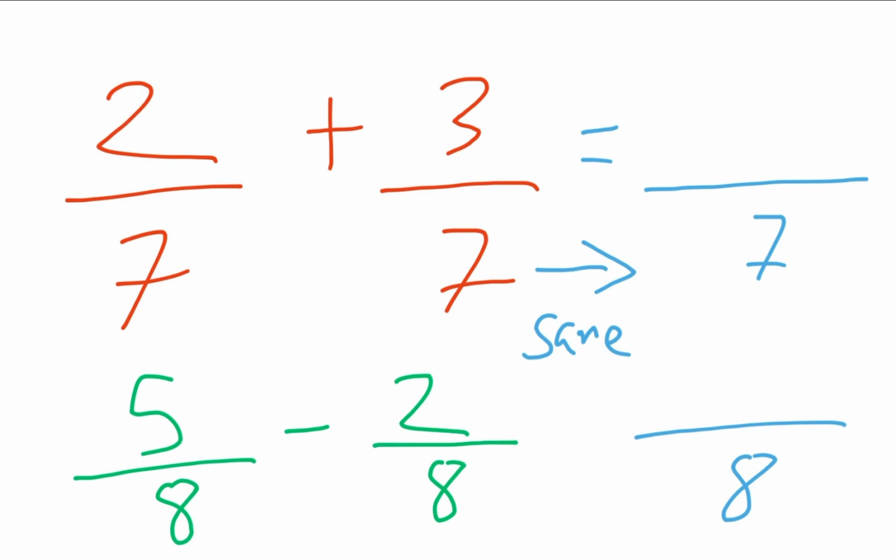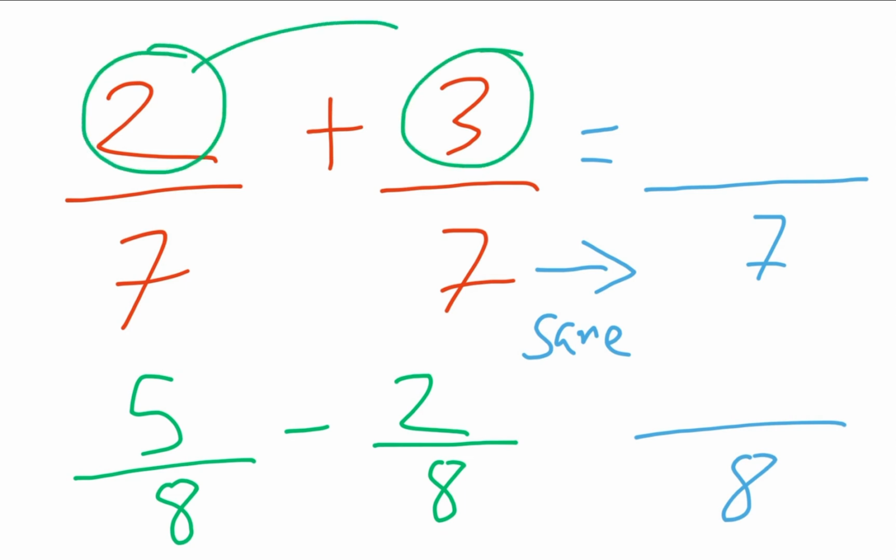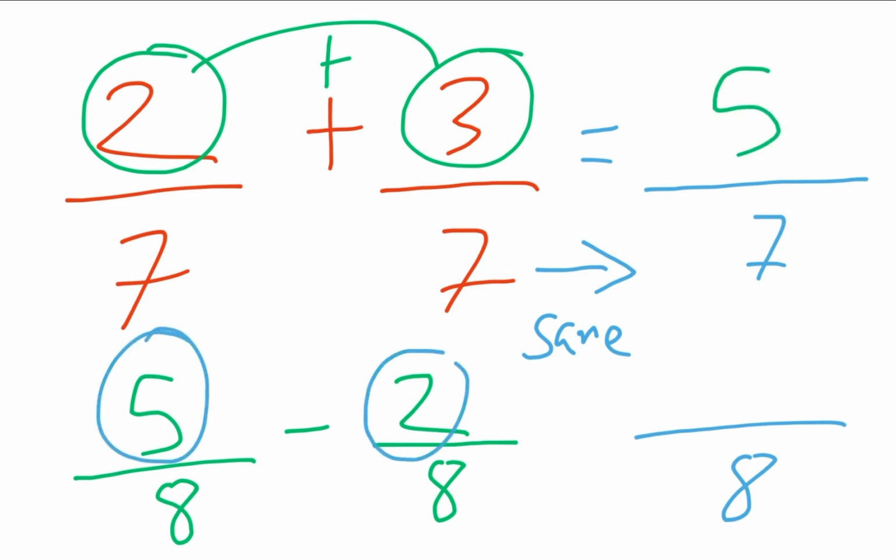all we now need to do is add the numerators together. So 2 plus 3 is equal to 5. And at the bottom question, 5 take away 2, because the operation is take away. So 5 take away 2 is 3. So the only way we can do it with questions like this is simply if the denominators stay the same in addition and subtraction.